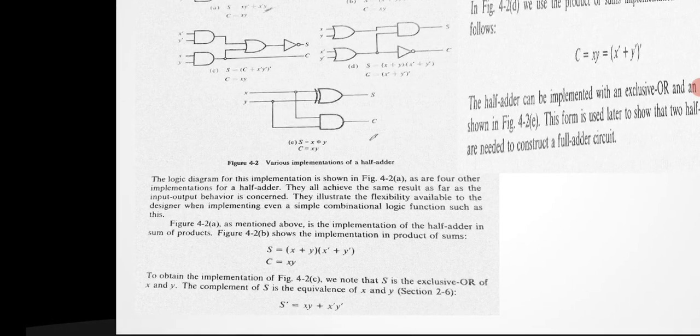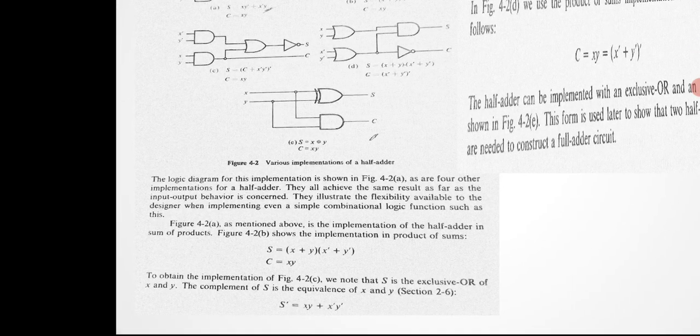And 4.2a, as they mentioned above, is the implementation of the half adder in sum of product form. So it is in SOP form. And figure 4.2b is the implementation in POS, or product of sum. You can see image B. Image A is SOP, sum of product, and image B is product of sum. Why? They have used a particular combinational circuit.